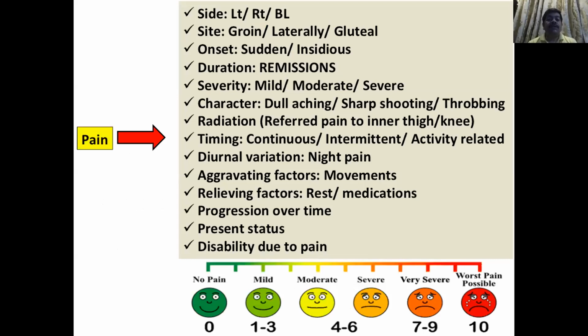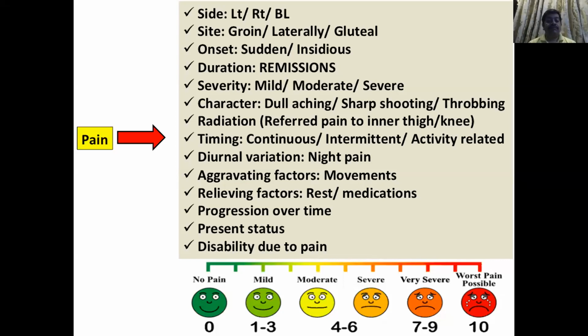This being the commonest symptom in a hip case, the side, is it left or right, or is it bilateral? In case of bilateral, is it symmetrical, or is one side more painful than the other? The site, where exactly is it? The patient pointing towards the groin, is it on the lateral side, or is it on the gluteal area? The onset, sudden, insidious, or the patient is not clear on the onset. Duration, and is this duration related to remissions and relapses? The severity, mild, moderate, or severe.